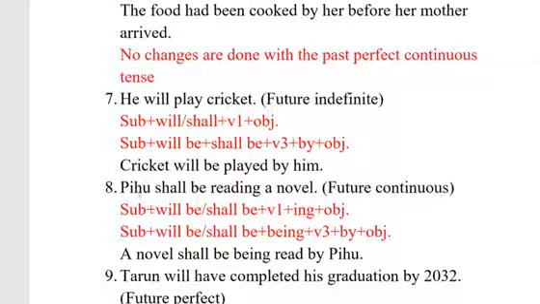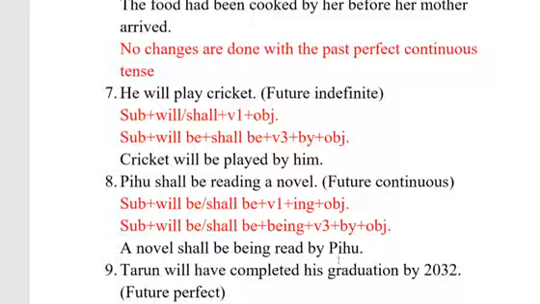So the structure of this future continuous tense is subject will be, shall be, plus first form verb, then ing, then object. Subject in the passive. Again, this novel, a novel will move to the front. Will be, shall be, then being, and then the third form of verb, then by object. A novel shall be being read by Pihu. It seems a bit awkward, right? However, yes, the transformation is done. So just go with the process.